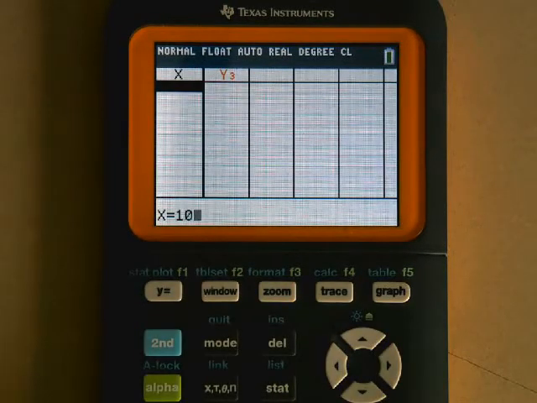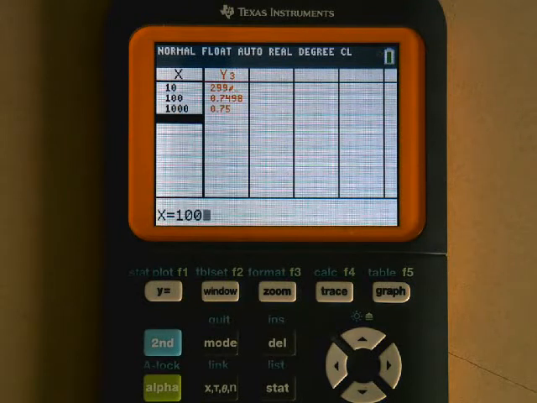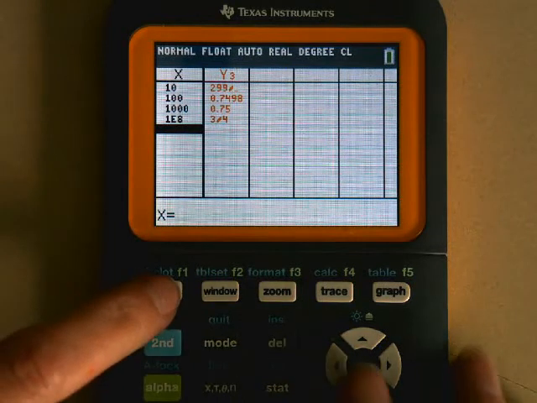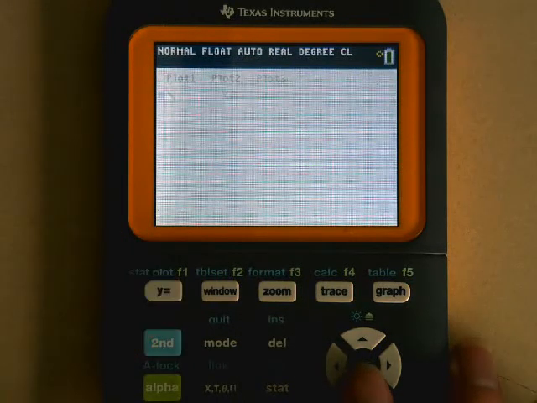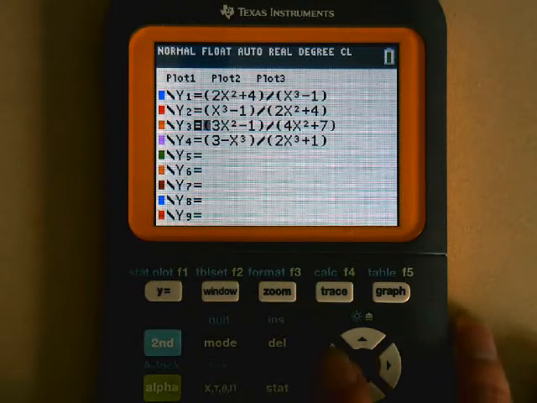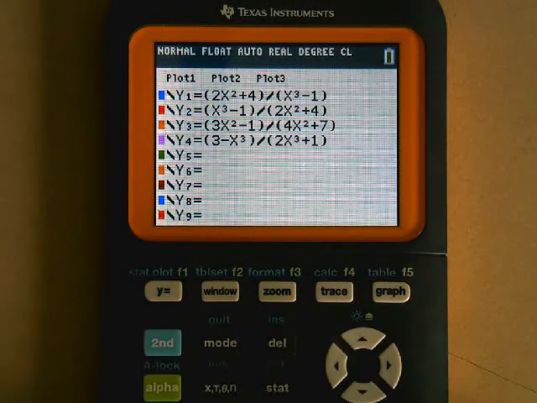So if I plug in 10, we get, well, that one always shows fraction, but we'll plug in some bigger ones. So 0.749, 0.75, 3/4. So 0.75, 3/4, that shows a pretty clear pattern there. Let's look at our other one. So that one went to 3/4.